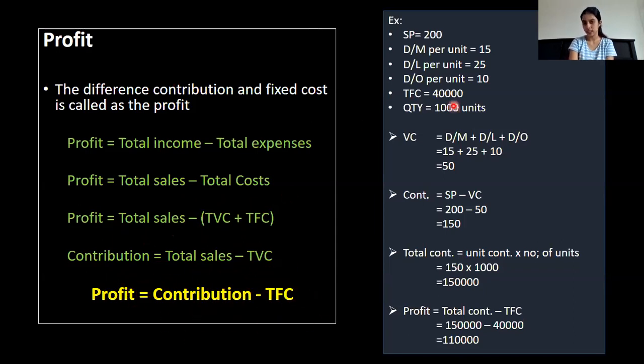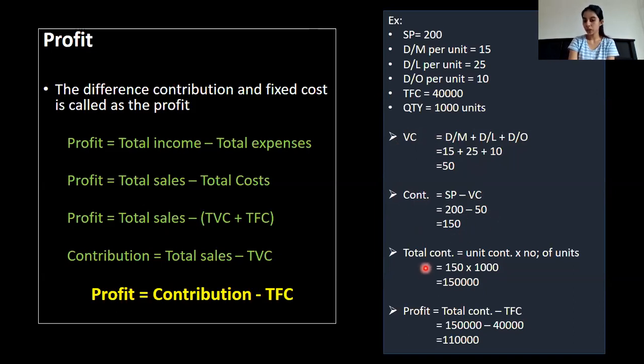So let's have a look at this example. We have the selling price as 200, direct material 15, direct labor 25, direct other expenses 10, total fixed cost 40,000, quantity 10,000 units. How do we calculate the variable cost? Variable cost equals direct material, direct labor, and direct other. So we have to add these three. It is 50. Then what is the contribution? The difference between selling price and variable cost. Selling price is given as 200 and variable cost we computed as 50. So 200 minus 50 is 150.